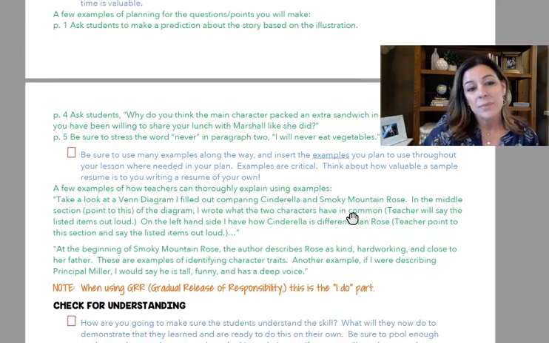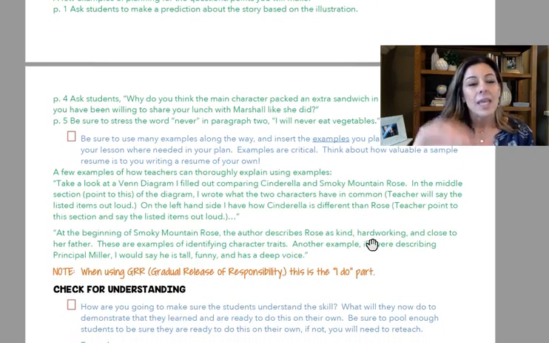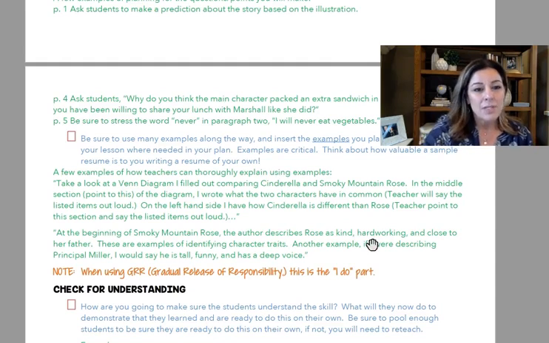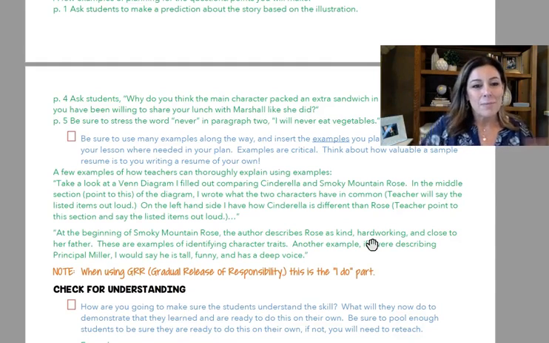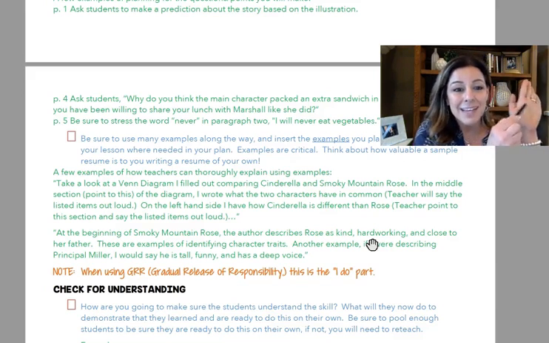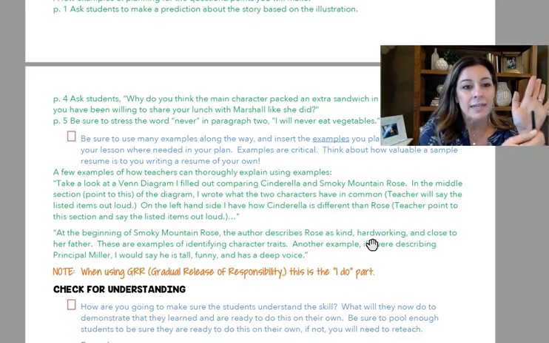All right, a few examples of how teachers can thoroughly explain using examples. So when you do this, take every opportunity you can to be clear. So if I have a Venn diagram, which are the two circles that overlap, it's a graphic organizer. Take a look at the Venn diagram I filled out comparing Cinderella and Smoky Mountain Rose. In the middle section, and point to this part of the diagram, I wrote what the two characters have in common. Teachers will say listed items out loud. They have this, and this, and this, and this.